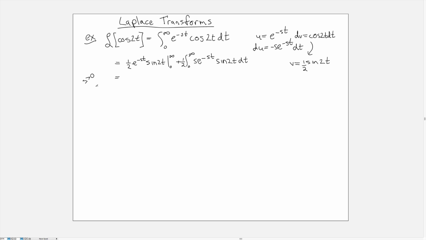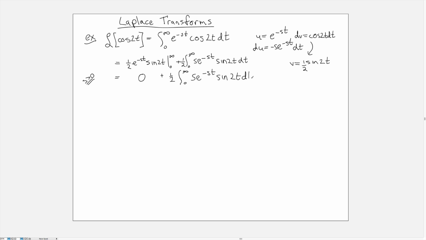I'm going to put that as a note on the side. I can only now talk about s positive because otherwise this integral doesn't converge. And so that means that I'm going to have a large value of t from this infinity multiplied by a negative in the exponent. That means it goes to 0. So this thing completely disappears, which is nice, plus 1/2 integral from 0 to infinity of s e to the minus st sine of 2t.